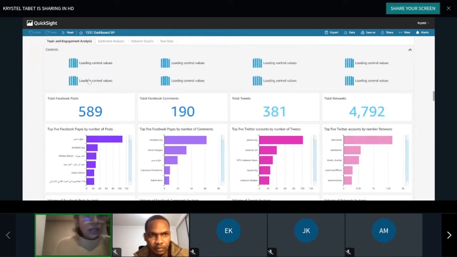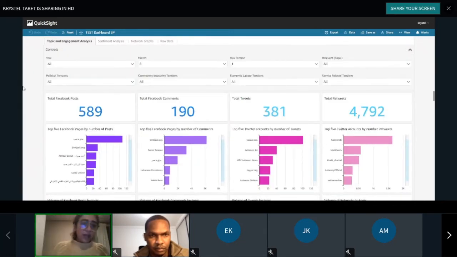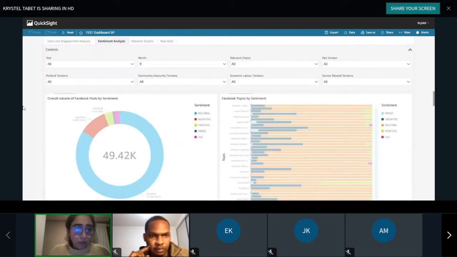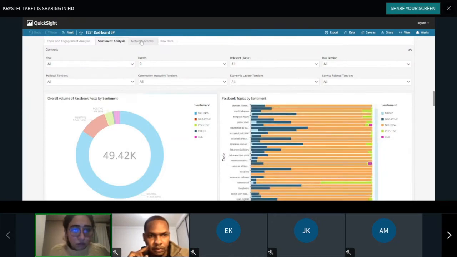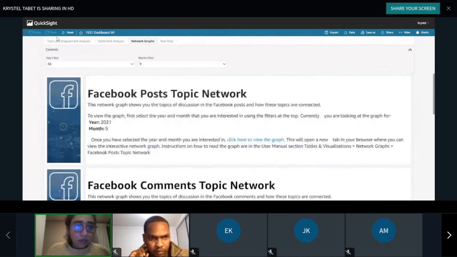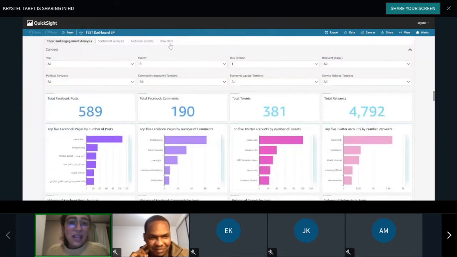Keep that in mind as you look at this data, because it's subjective to the partner. So in this specific dashboard that we're looking at, first I'm just going to show you very quickly. These are the tabs that Caleb was just talking about. So we have topic and engagement analysis, and we'll look into it in a second. We have sentiment analysis. We have the network graphs, which is, for me, the most interesting part of the entire dashboard, but that's a very biased opinion. And we have the raw data.